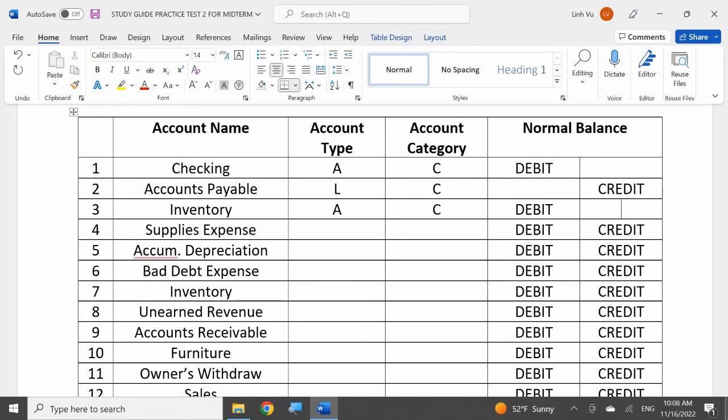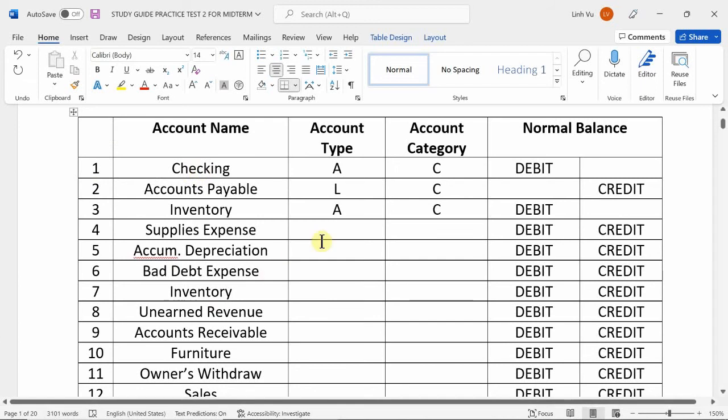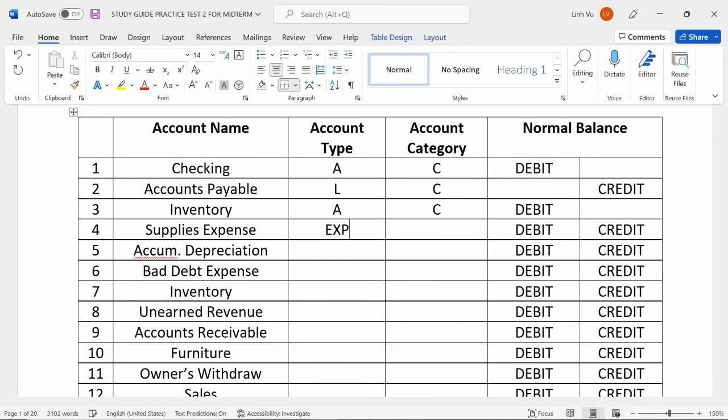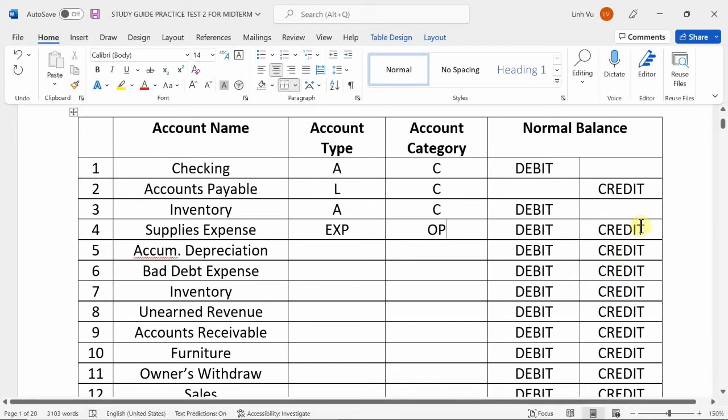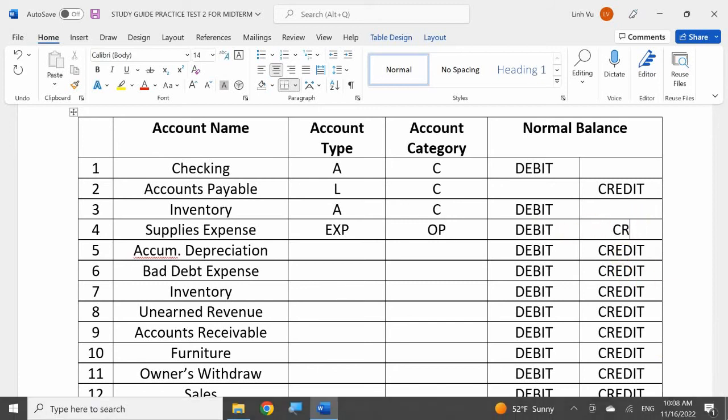Next is supplies expense, right? It has its keyword in here, expense. So again, supplies expense represents us using the supplies during the accounting period. So this is going to be for the operations. And it is normally, right? So assets and expenses usually flow in the same direction. So it is normally increased by a debit.